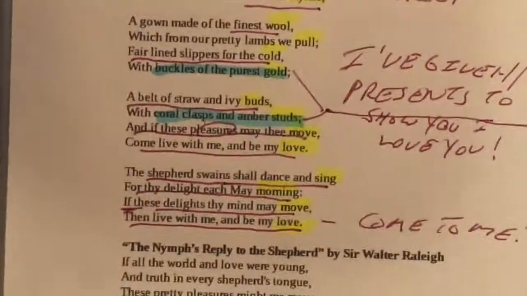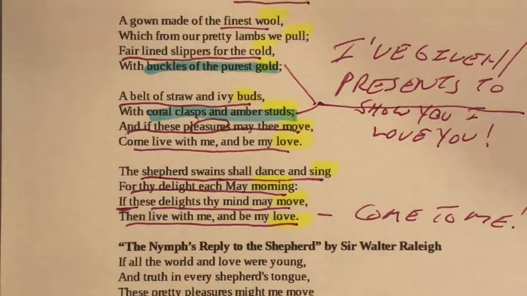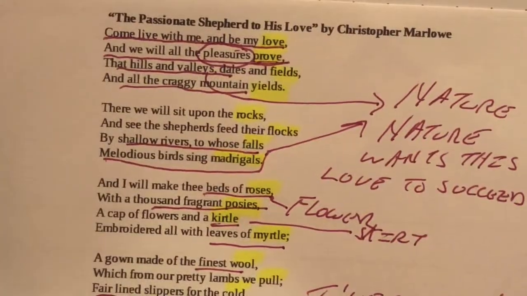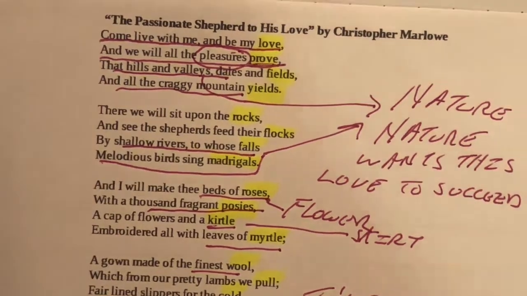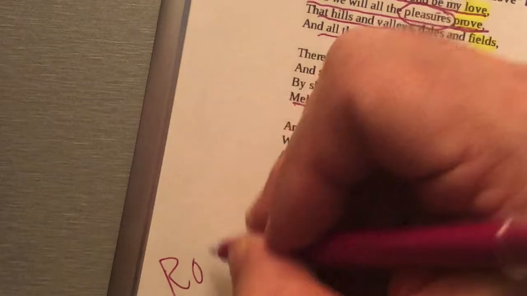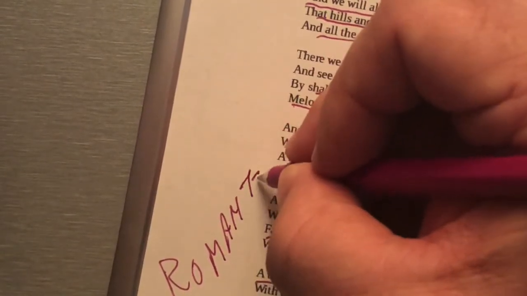How is this guy going to afford that? Well, again, it's an idealized kind of love. It's an idealized relationship with nature. It's an idealized kind of love. It's a young man giving a young woman everything he thinks she wants. If you have to characterize the tone of this poem somehow, I'd say it's romantic.